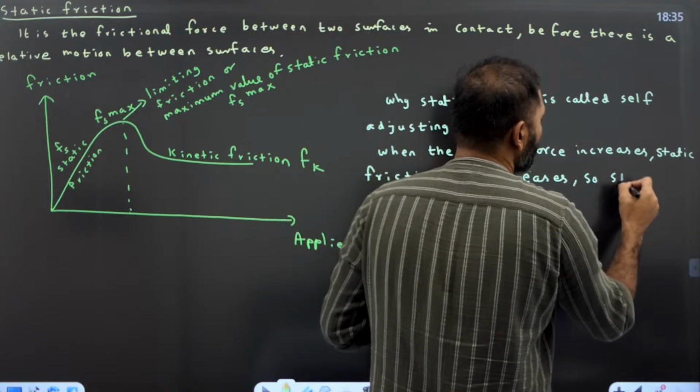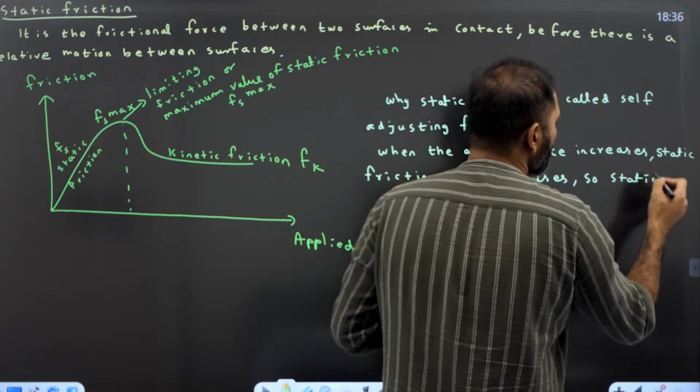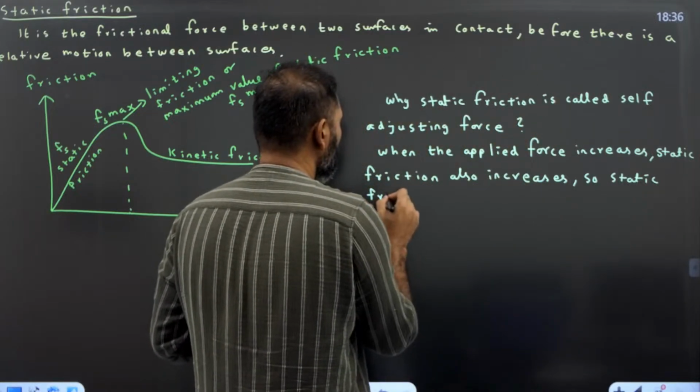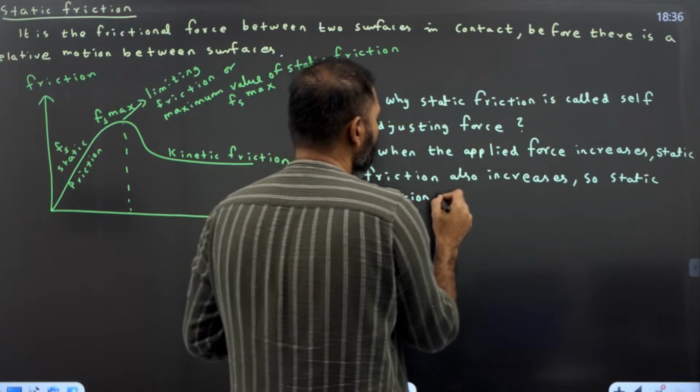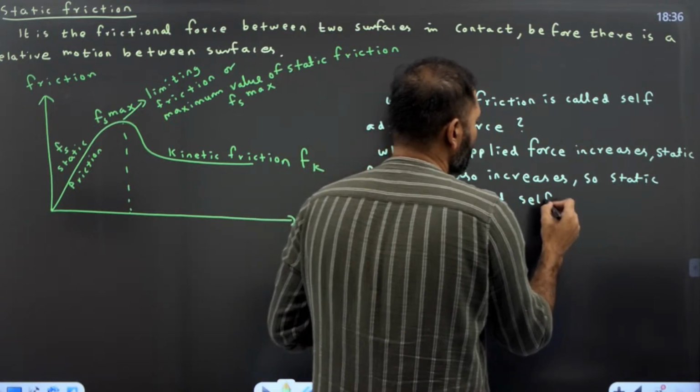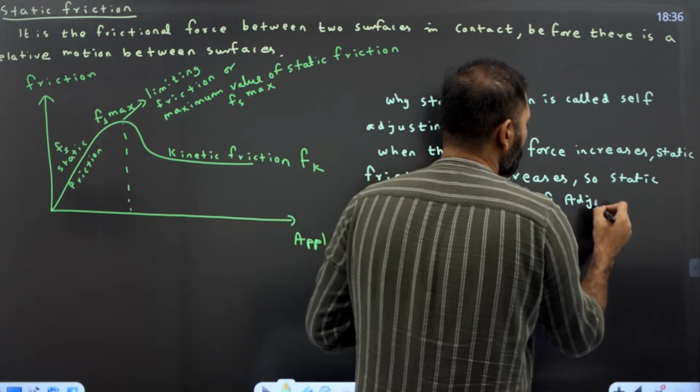So, static friction is called what? Self-adjusting force. It's a very important question. Static friction is called a self-adjusting force.